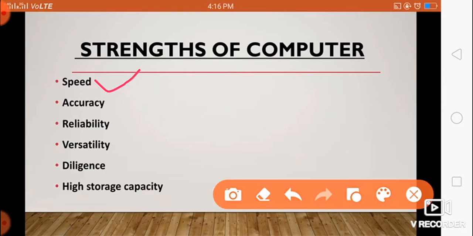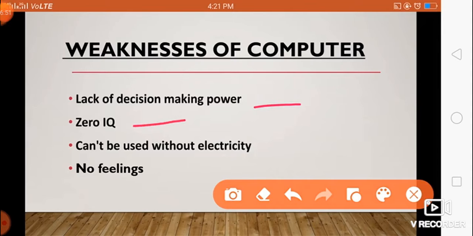Okay, so now let's have a look at some weaknesses of the computer. Being a very intelligent, very powerful machine, a computer has some weaknesses also, like lack of decision making. Lack of decision making means a computer cannot make its own decision, as it doesn't have its own intelligence. Being human, we have our own intelligence, and we can take decisions according to the situation. But a computer cannot take decisions according to a condition, because it's a machine only. Okay, so it doesn't have its own intelligence.